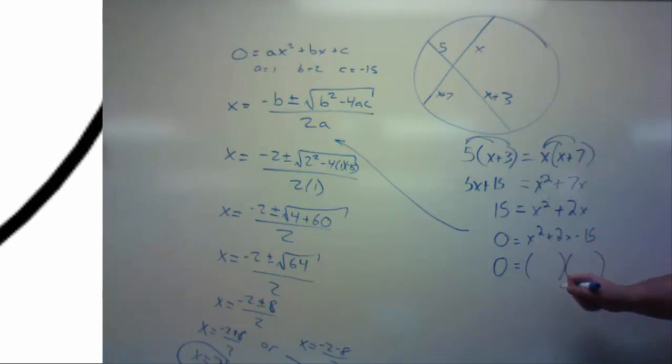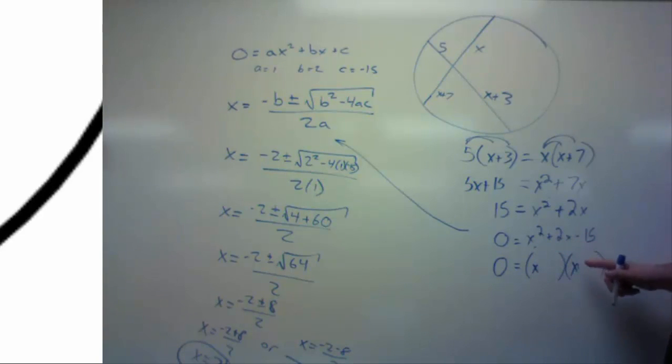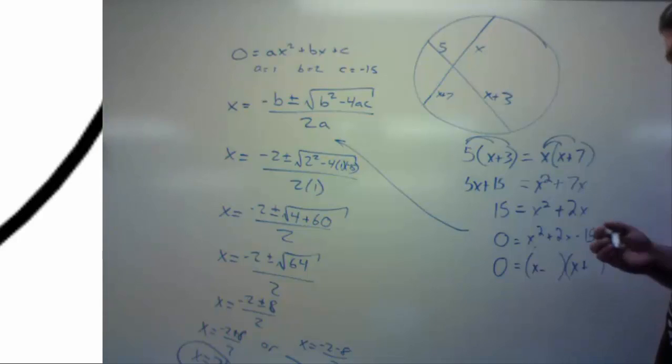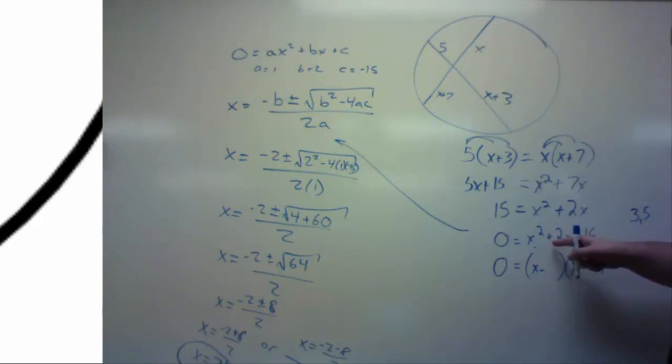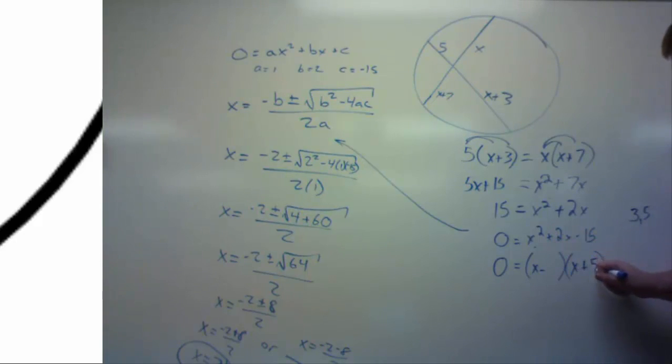Well, if I'm reverse foiling, x multiplies by itself. This here is a minus sign, so one of these is a minus, one of these is a plus. I need two numbers that multiply to be 15, subtract to be 2. Well, 3 times 5 is 15, and when I take the difference of 3 and 5, I get 2. Okay, so 3 and 5 is my choice. But now, 2 is positive, so the bigger number has to be positive. So 5 is positive, 3 is negative.